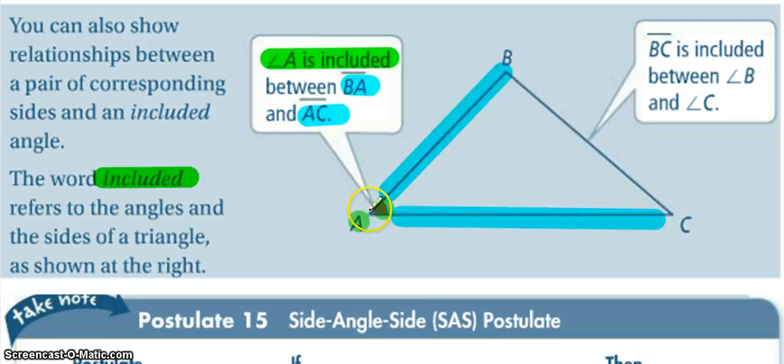So here we go, color coded for you. Angle A here is included between BA and CA, or AC if you say it the other way around. And then side BC is included between angle B and angle C. So you can have an included side or an included angle. Now what we're going to be discussing in this lesson is all included angles.